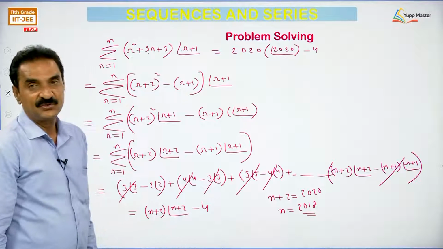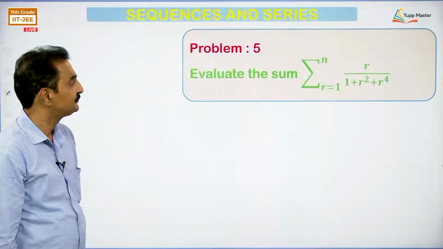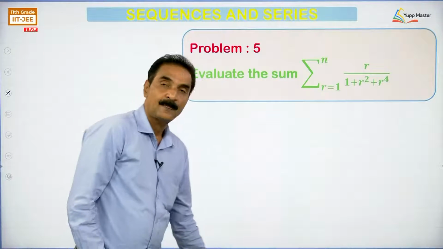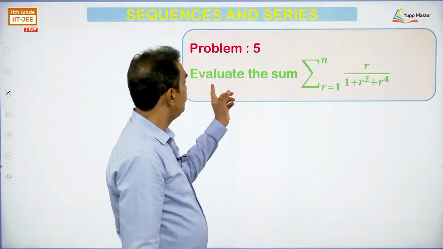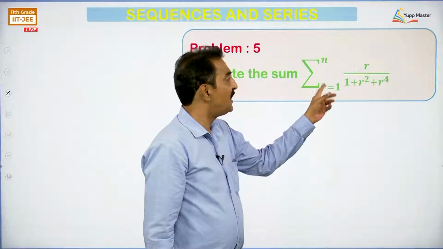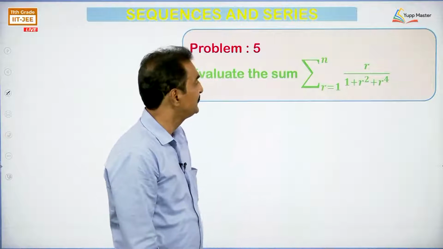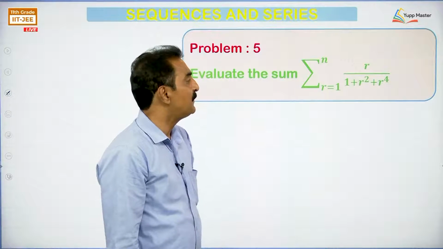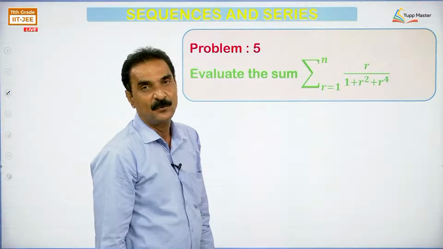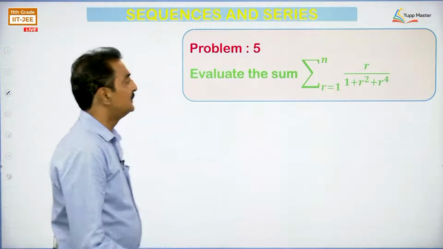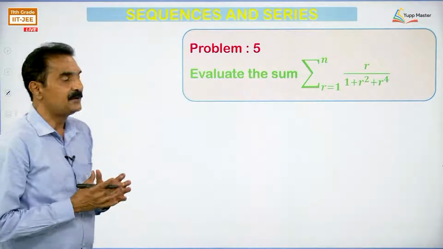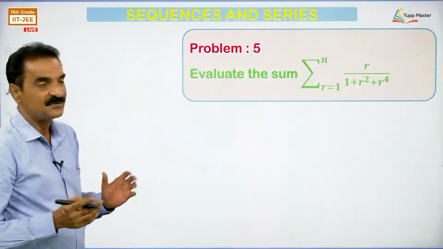Alright. Let us proceed to the next question. Evaluate the sum. Sigma r varies from 1 to n, r by 1 plus r square plus r power 4. We should try to express it as the difference of two terms.